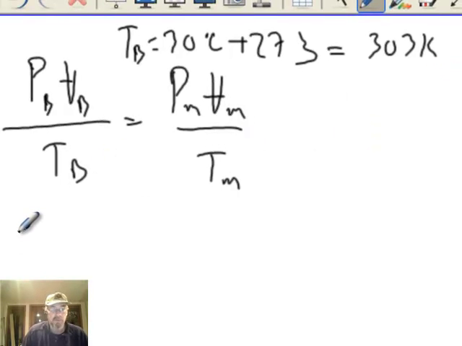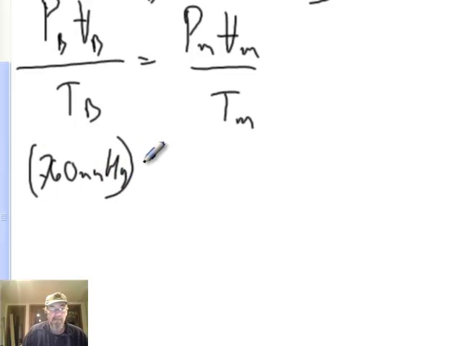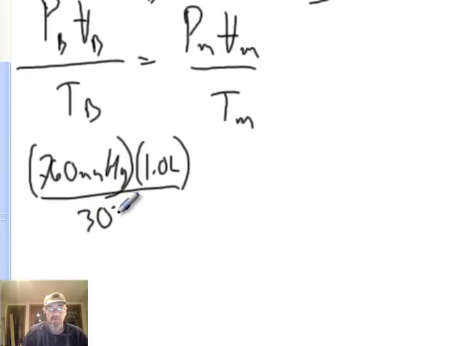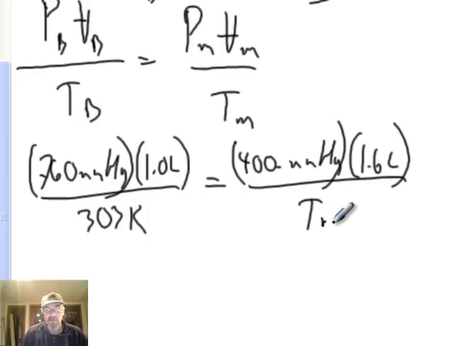So pressure on the beach, we'll plug that information in there. Pressure on the beach was 760 millimeters of mercury, it said. The volume on the beach was 1 liter. Temperature on the beach, we just calculated that, was 303 kelvins. Pressure on the mountain was 400 millimeters of mercury. The volume on top of the mountain was 1.6 liters. And the temperature on the mountain is unknown. That's what we're trying to find.